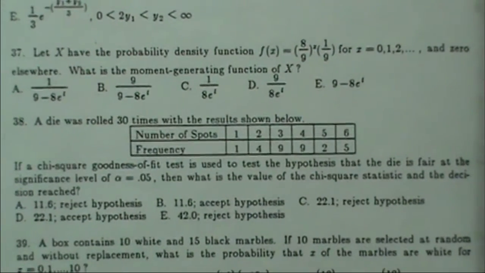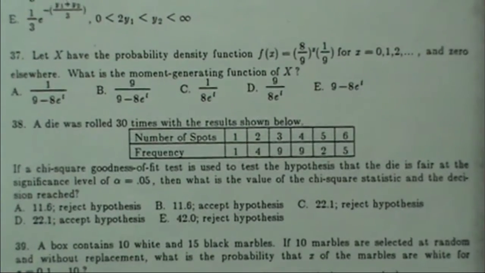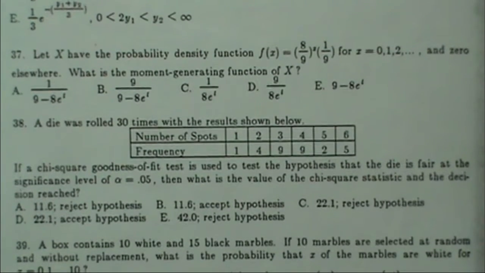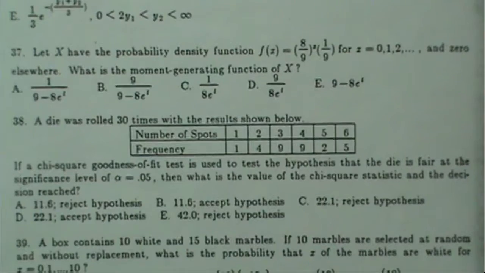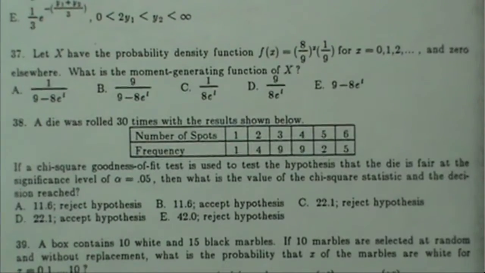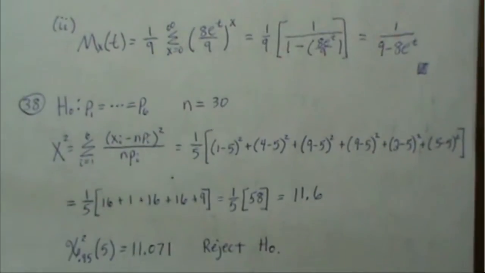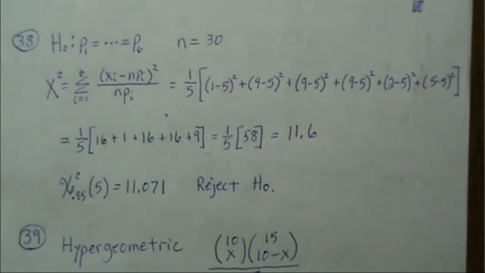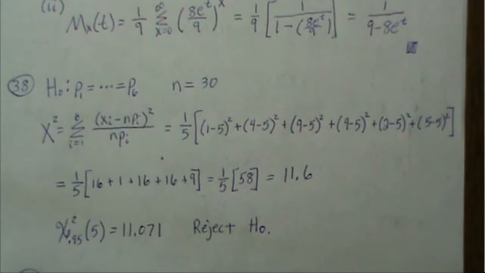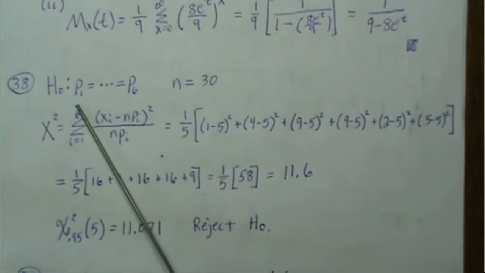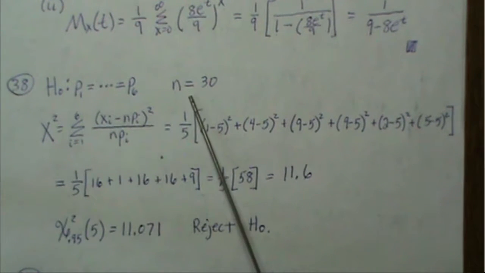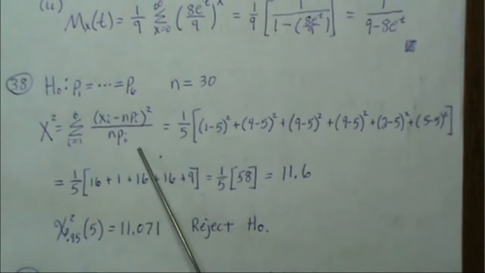Number 38. A die was rolled 30 times with the results shown below. If a chi-square goodness of fit test is used to test the hypothesis that the die is fair at the significance level of alpha equal to 0.05, then what is the value of the chi-square test statistic and the decision reached? Number 38, we're rolling a die and we want to know the chi-square test statistic and the outcome. So the null is that the probability of rolling a 1, 2, 3, 4 through 6 is the same. We're going to roll a die 30 times, and so this is our test statistic.